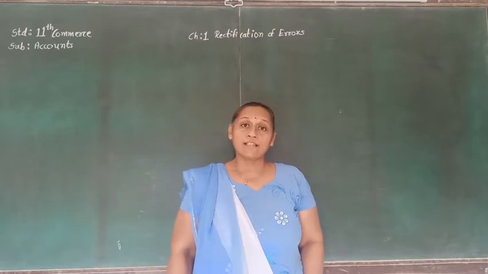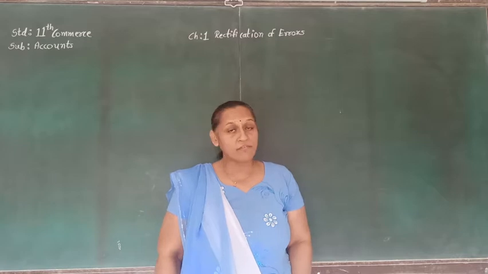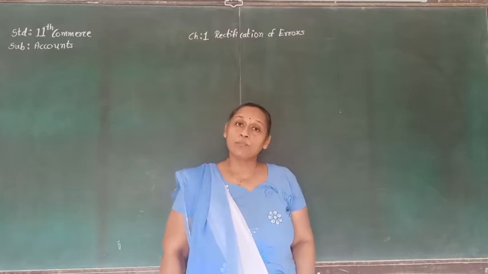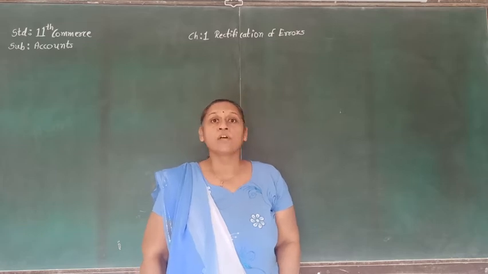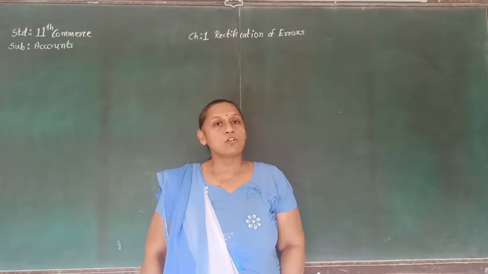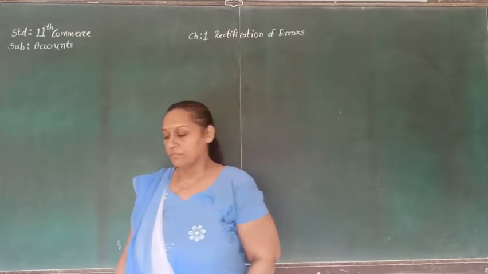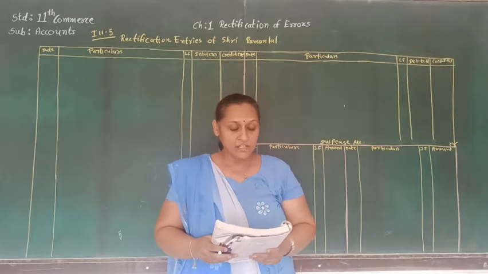So here let's see illustration number 5, where the balance of suspense account is given in the sum, and we have to pass the rectification entries, and then we have to prepare the suspense account as well as the rectified trial balance. So let's see that. Let's see illustration number 5.